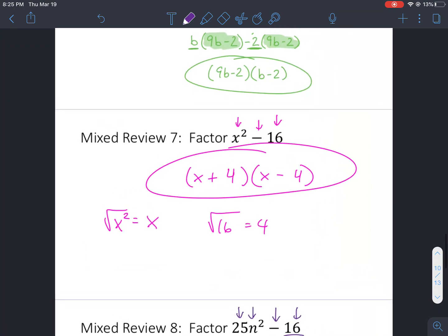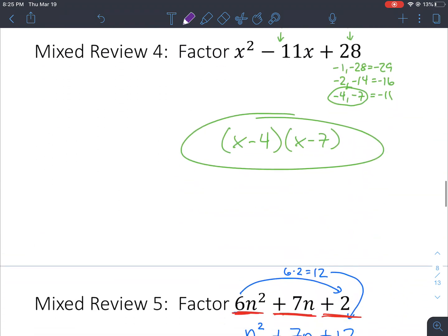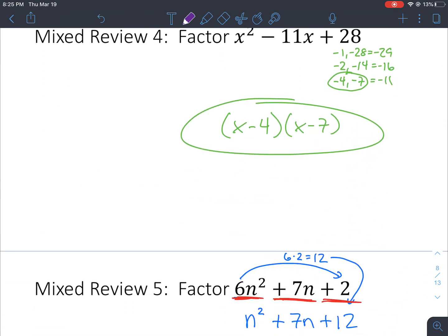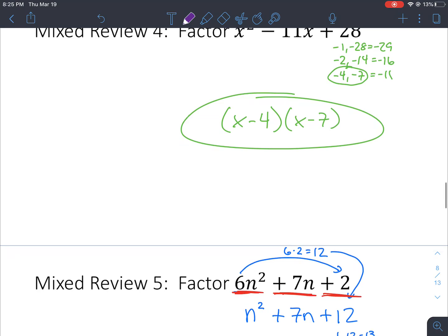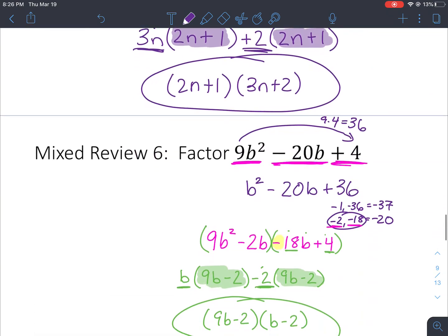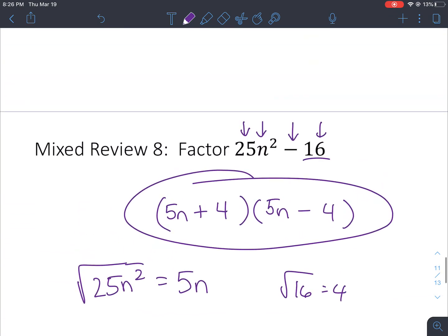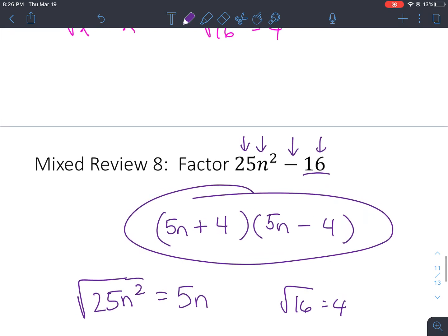Okay. So a lot of problems here, but really good review of our different factoring methods. GCF, regular x squared plus bx plus c, ax squared plus bx plus c using our AC method, and our difference of squares.